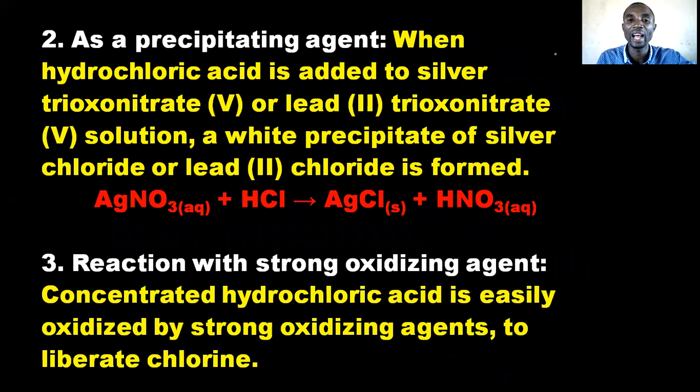Another thing is that hydrochloric acid also reacts with strong oxidizing agents. Concentrated hydrochloric acid is easily oxidized by strong oxidizing agent to liberate chlorine. When hydrochloric acid reacts with strong oxidizing agent, chlorine will be liberated. The chlorine attached with hydrogen in the hydrochloric acid will be liberated. It will be oxidized into that.